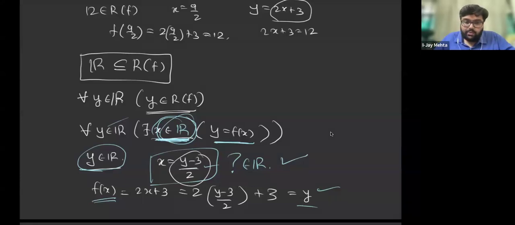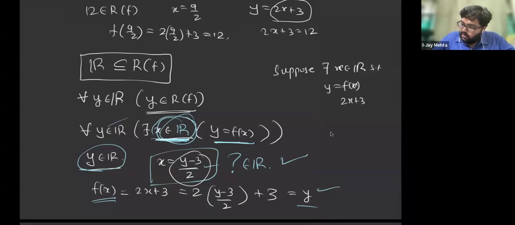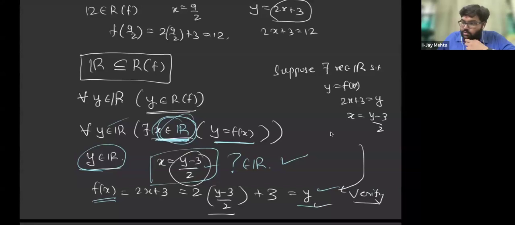See, we want to find x. We don't know whether x exists or not, right? What is x? We don't know. So we want to check. So we assume, suppose there is x. Suppose there exists x in R such that y equals f(x). But that means f(x) is 2x plus 3, so 2x plus 3 equals y. Suppose there is x such that 2x plus 3 equals y, then how will x look like? So then I can say that x equals y minus 3 by 2. And then we just verify whether y minus 3 by 2 works. Yes, it works. So what we have done is called back calculation.